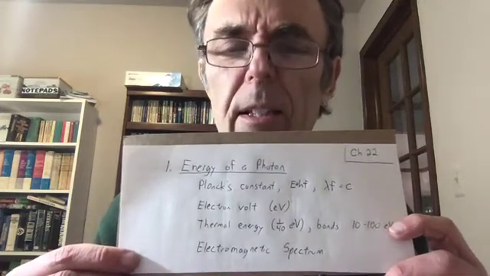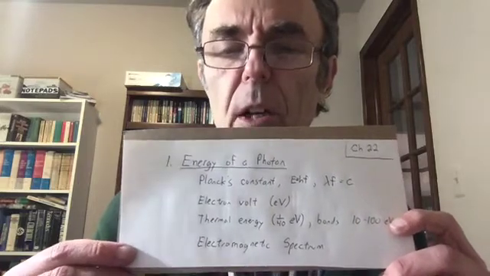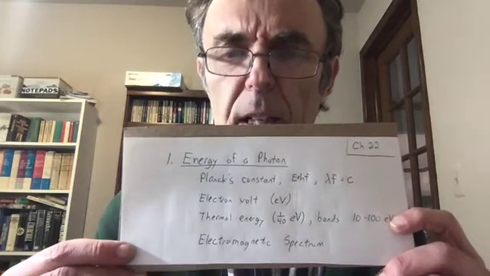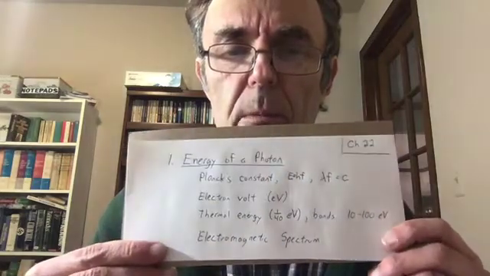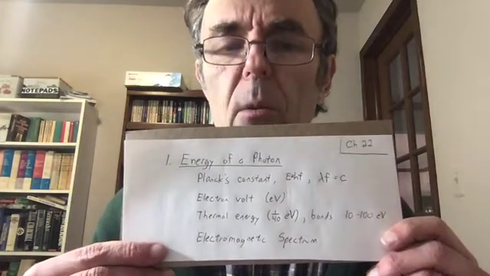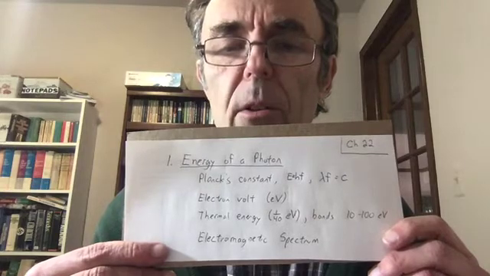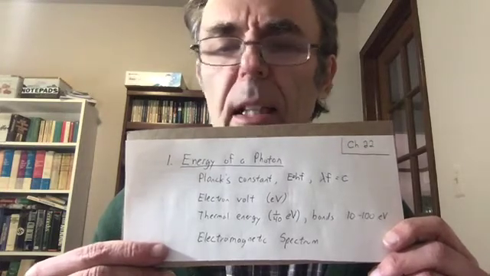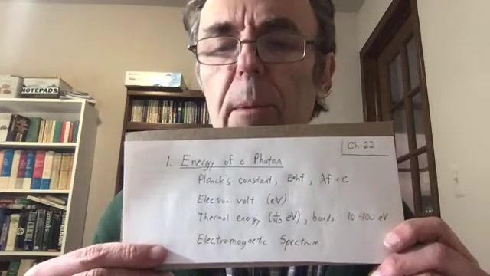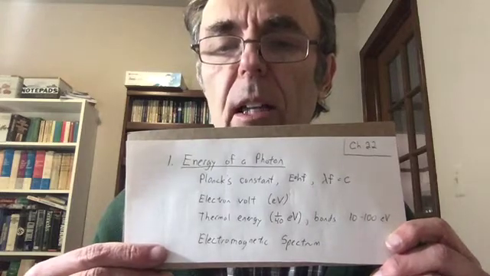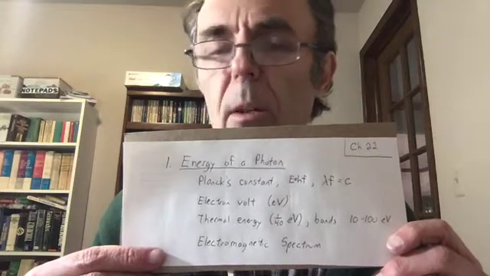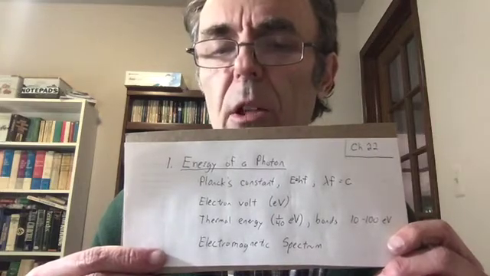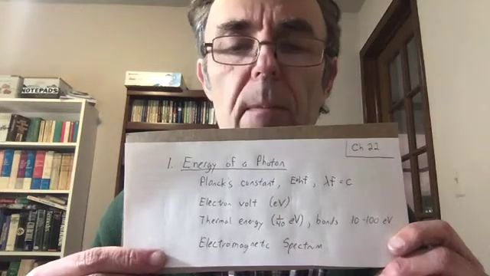You want to have something to compare these energy values to, so you want to keep in mind that thermal energies, that is, energies that atoms have when they're bouncing around at room temperature, are roughly around 1/40th of an electron volt. And bonds holding atoms in a molecule together typically have energies of 10 to 100 electron volts. So if you come up with a photon energy of, say, 1/100th of an electron volt, you know that it's not going to be breaking bonds.